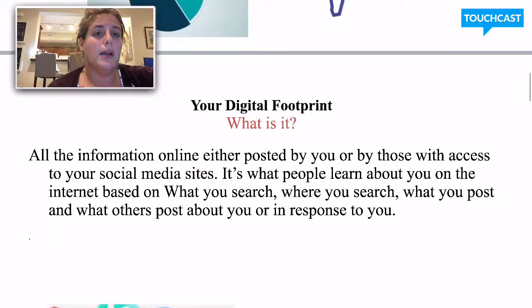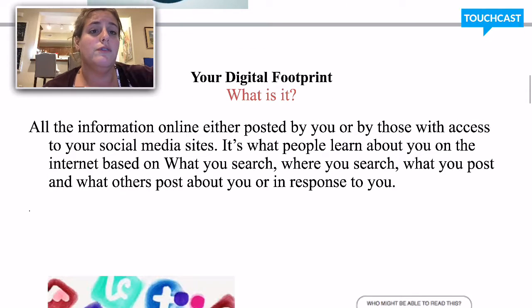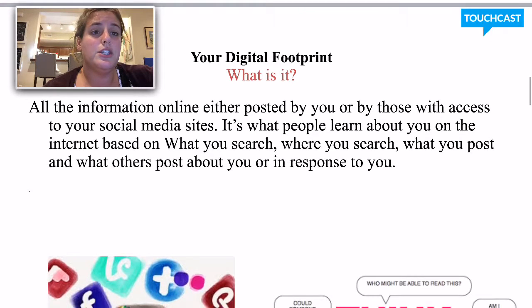The next thing we're going to talk about is a definition of digital footprint. So a digital footprint is all the information online posted by you or by those with access to your social media sites. It's what people learn about you on the internet based on what you search, where you search, what you post, and what others post about you or even in response to you. So it could be just comments on your posts.